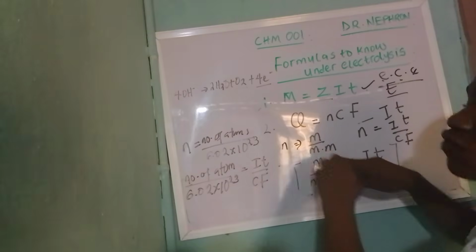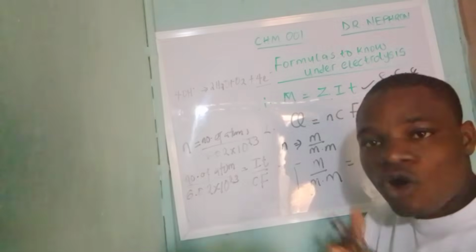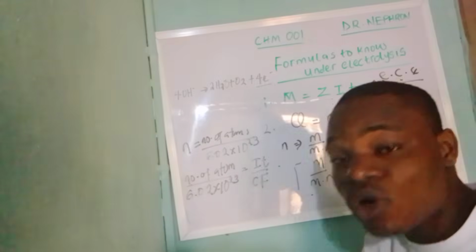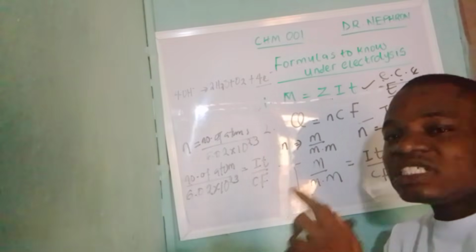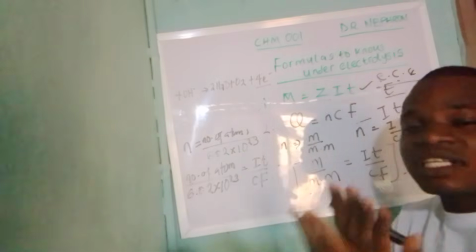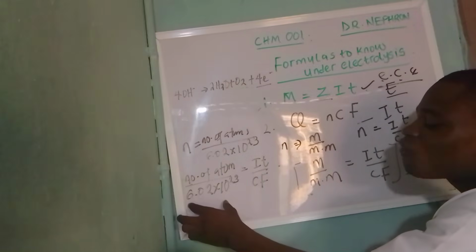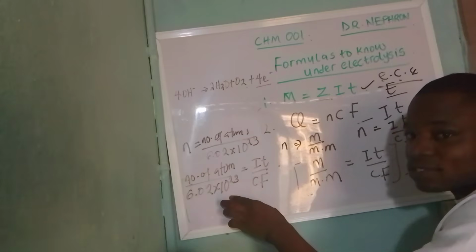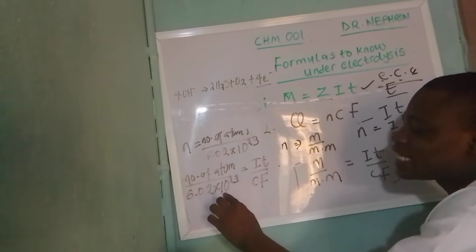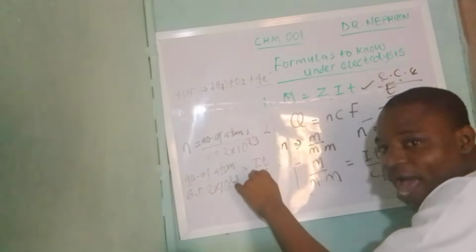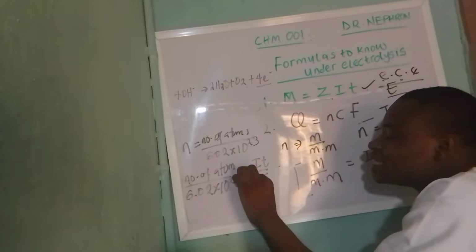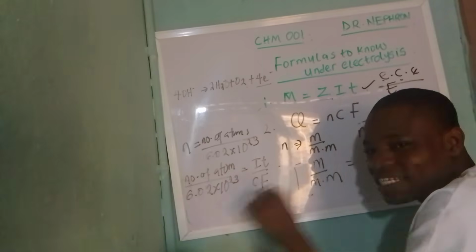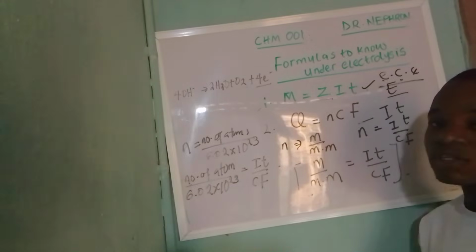The first one is mass over molar mass equal to current times time over the charge of the element multiplied by the Faraday constant. Second one is the concentration times volume over 1000 equal to current times time divided by CF. Now the next one can be number of atoms over Avogadro constant, that's 6.02 times 10 to the power 23, equal to current, that's our I, times time over the charge carried by the element multiplied by the Faraday constant.